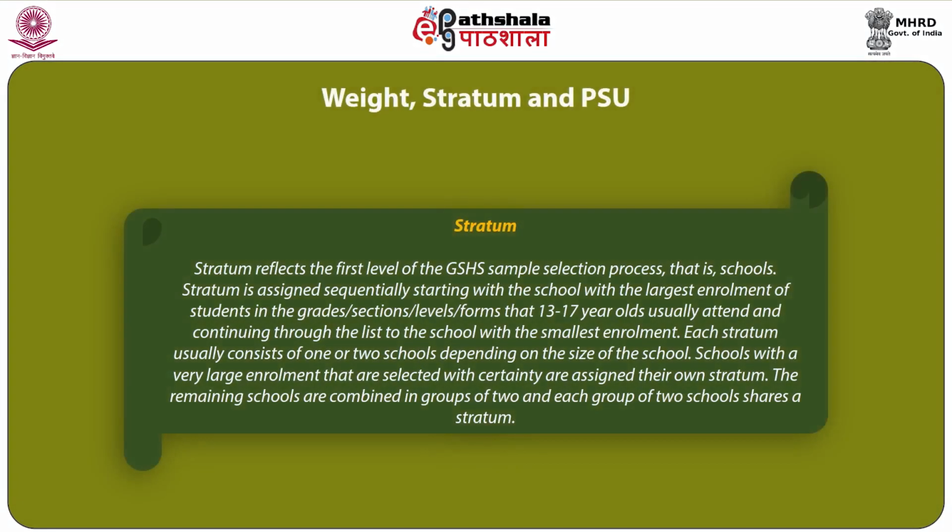We'll see the stratum. Stratum reflects the first level of the GSHS sample selection process, that is, schools. Stratum is assigned sequentially, starting with the school with the largest enrollment of students in the grades or sections or levels or forms that 13 to 17-year-olds usually attend, and continuing through the list to the school with the smallest enrollment. Each stratum usually consists of 1 or 2 schools depending on the size of the school. Schools with a very large enrollment that are selected with certainty are assigned their own stratum. The remaining schools are combined in groups of 2 and each group of 2 schools shares a stratum.